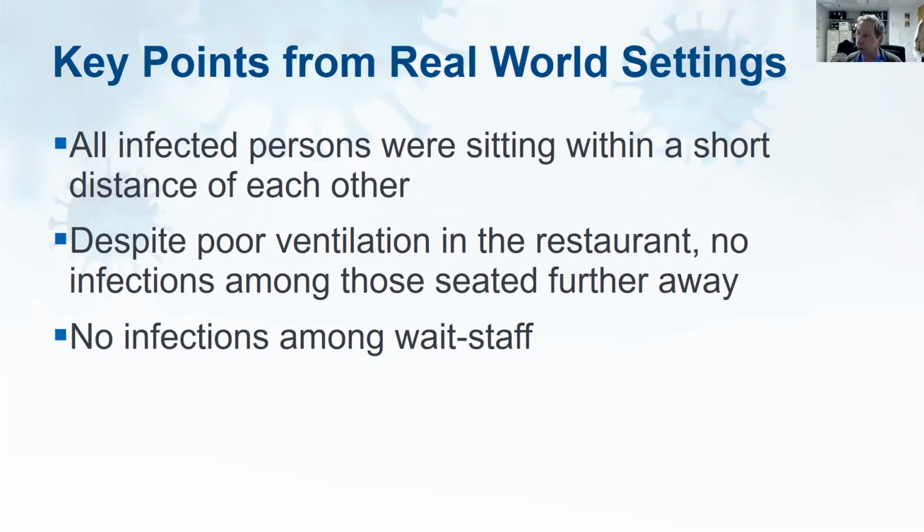So despite poor ventilation in this restaurant, there were no infections in those seated further away, and there were no infections in the wait staff. Again, demonstrating short distance transmission of SARS-CoV-2, but no long distance transmission. Again, it is through the air, but there is not good evidence that it goes long distances.